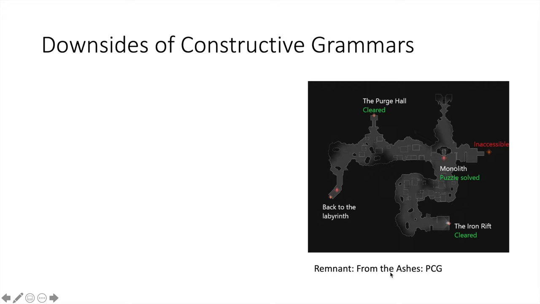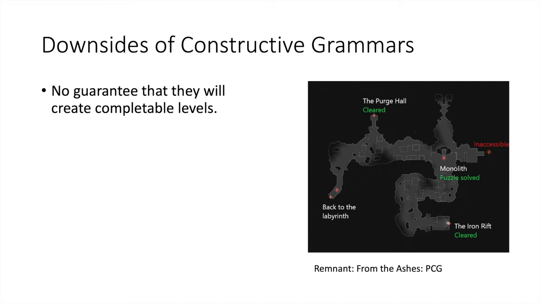Here is an example from Remnant from the Ashes, which was, again, a recent game, of its world-level PCG leading to an inaccessible area where, just because of the way the level was generated, it's impossible to get to this little area over here. So that's one big problem with constructive grammars. There's no guarantee that they will create completable levels, because that's not something that you can easily encode into your rules. All of our rules are hyper-local: what can go next to each other. There's some global stuff like counts and things like that, but even then, it's really hard to encode insurance that a level will always be playable, always be completable.